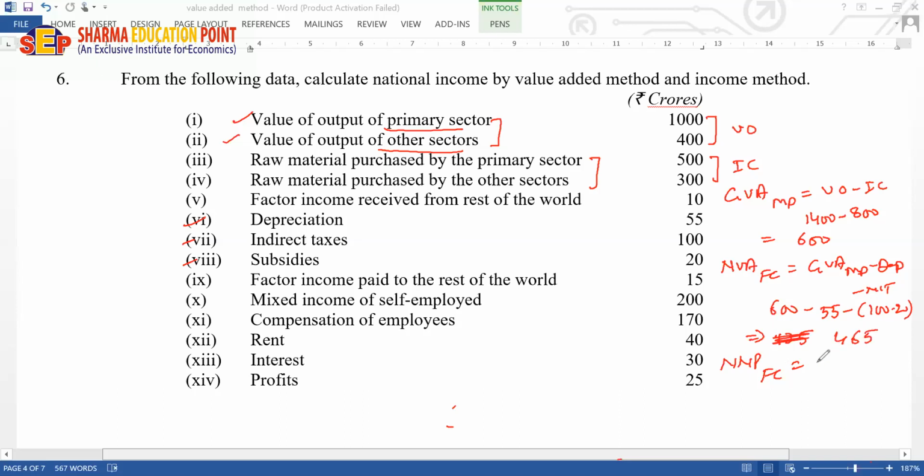Now NNP at FC is NVA at FC plus NFIA. So 465, and NFIA is factor income paid to and factor income received. Received is 10 and paid is 15. So 10 minus 15 gives minus 5. So the answer is 460. Yes, this is what is coming, sir. Rupees crore. So this is the answer, 460.